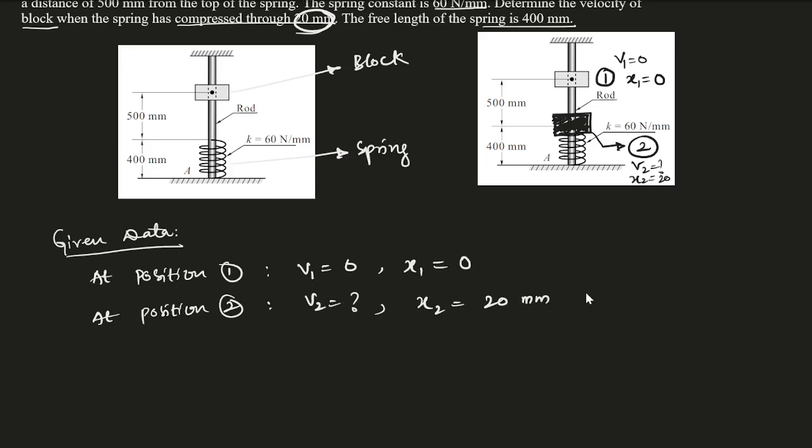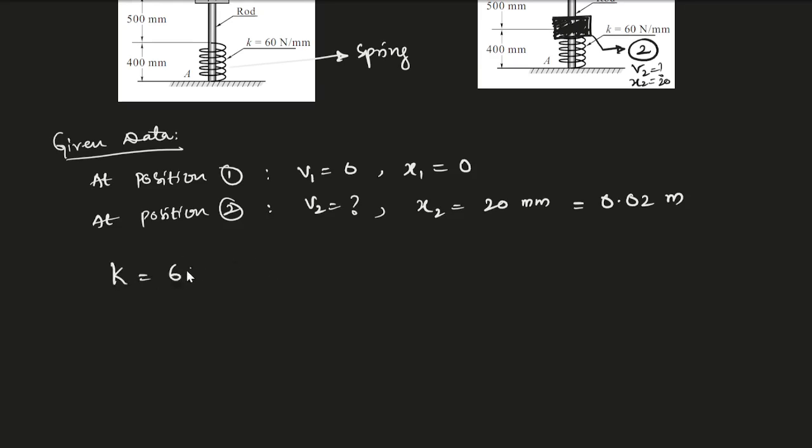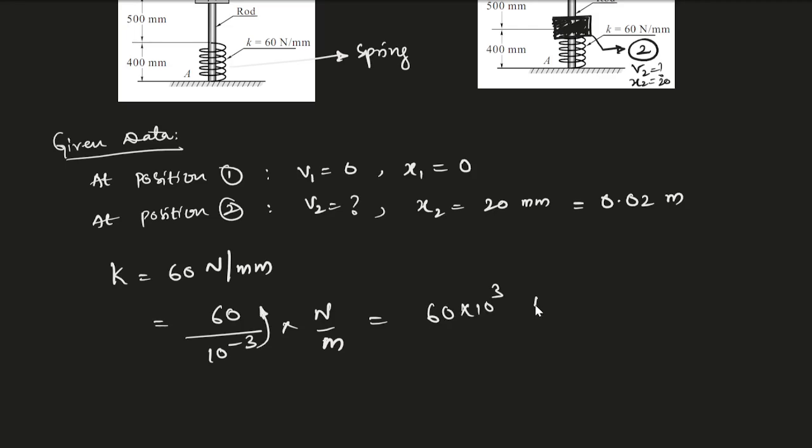Now you have to note down one thing. In work done by spring force problems, you have to keep the stiffness of the spring in Newton per meter. So I'm going to convert this 20 mm to meter as well. That will become 0.02 meter. Everything will be in meters in the work done by spring problem. So the stiffness k equal to 60 Newton per mm. They have given mm, so we are going to convert into Newton per meter. So 60 divided by 10 power minus 3, which becomes 60 into 10 power 3 Newton per meter. So this is the stiffness of the spring.